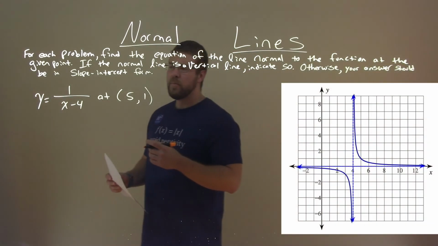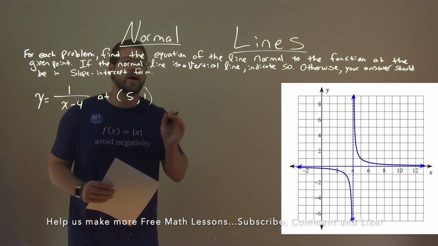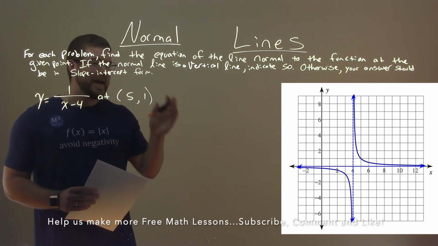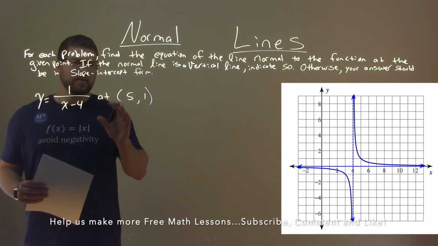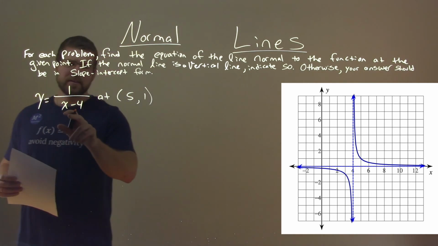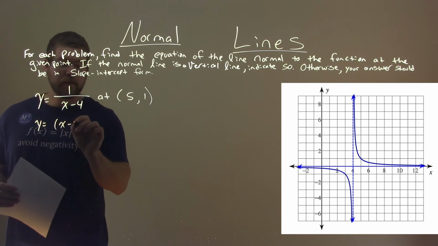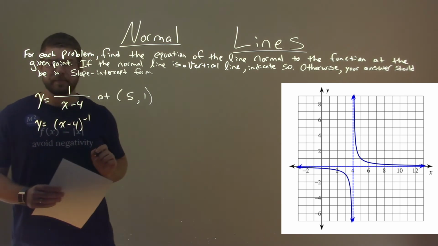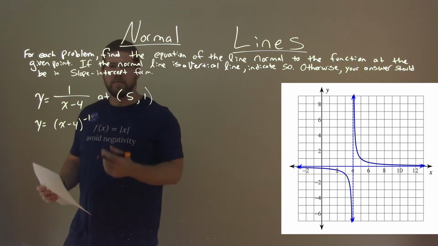We're given this problem right here. Y equals 1 over x minus 4. And we want to find the equation of the line normal at 5 comma 1. Well, first step here is I'm finding the derivative, but I like to rewrite my function. I want to rewrite this to be y equals x minus 4 to the negative 1 power. Okay? And I do that because I find it easier to find the derivative of this.